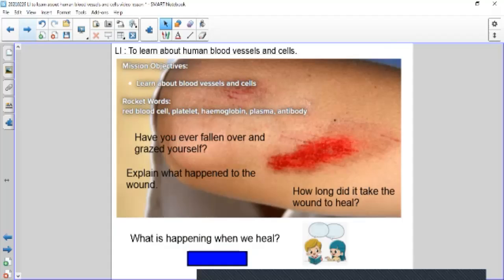Now remember we spoke about what happens when you fall over and graze yourself and how the wound started to bleed, and how sometimes it would heal quickly. Can you remember the very special term we used to talk about what the healing was called when the blood scabs over? That's right, the process is called coagulation. Well done if you remembered that. Give yourself a pat on the back.